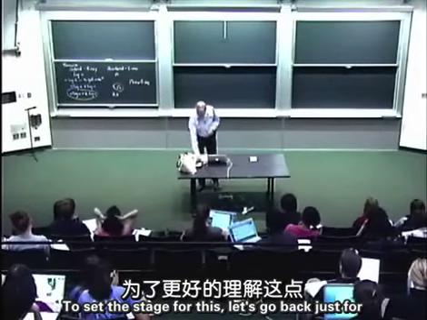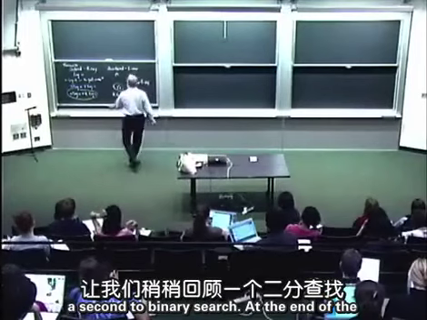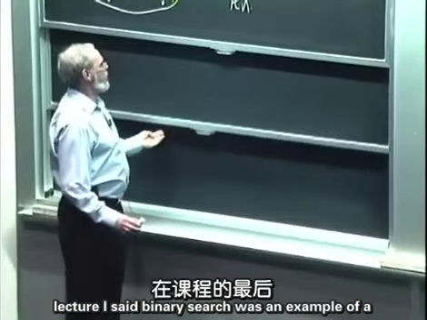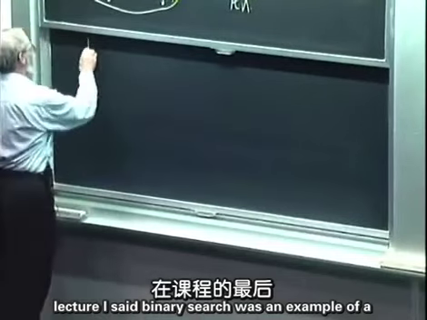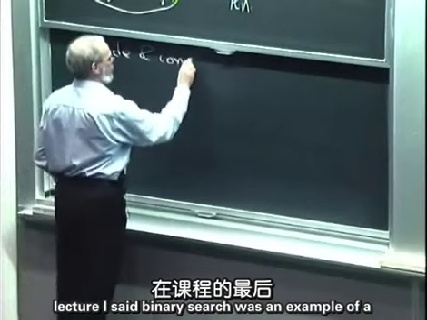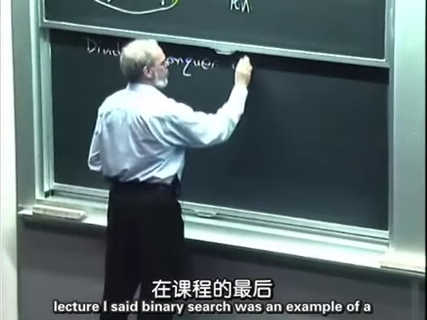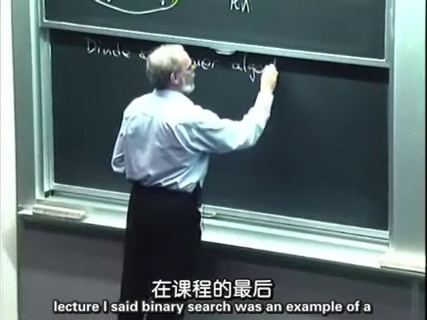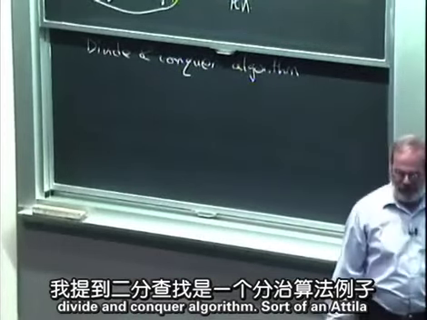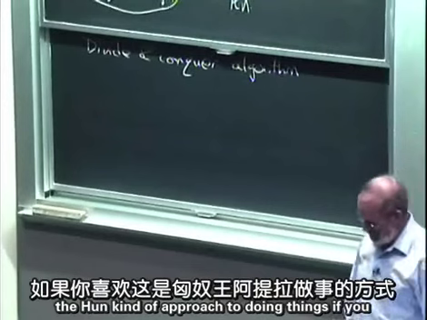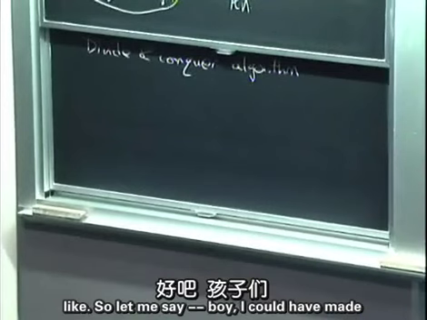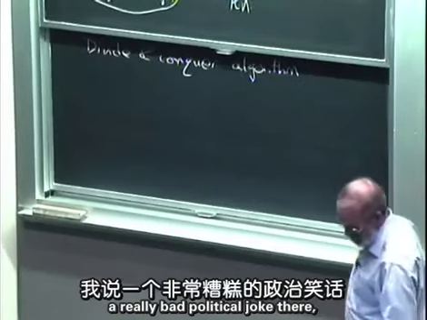Right, to set the stage for this, let's go back just for a second to binary search. At the end of the lecture, I said binary search was an example of a divide and conquer algorithm. Sort of an Attila the Hun kind of approach to doing things, if you like. So let me say this. Boy, I could have made a really bad political joke there, which I will forego, right?